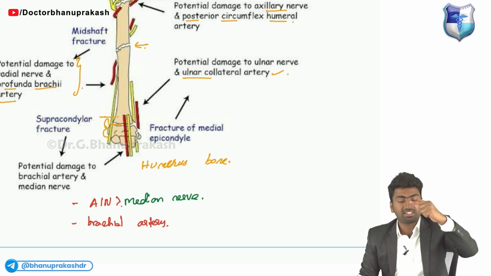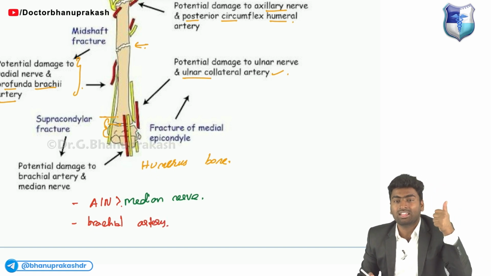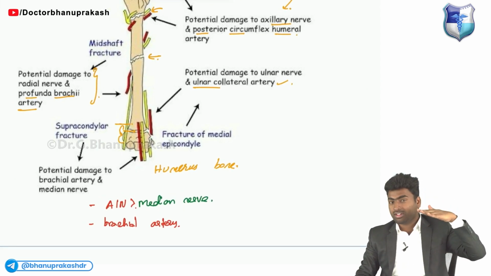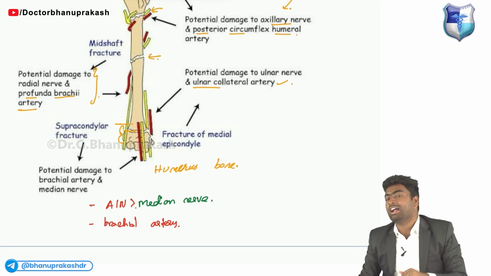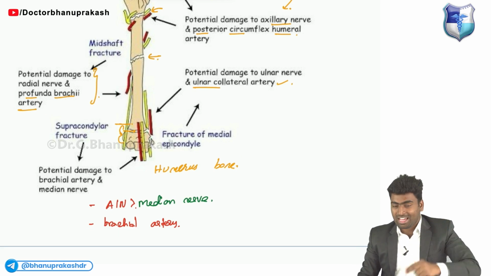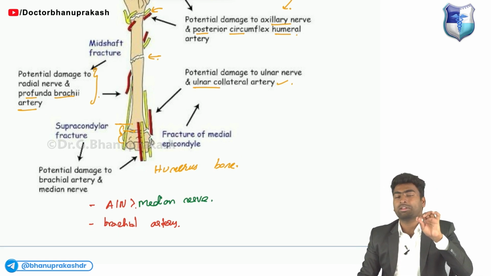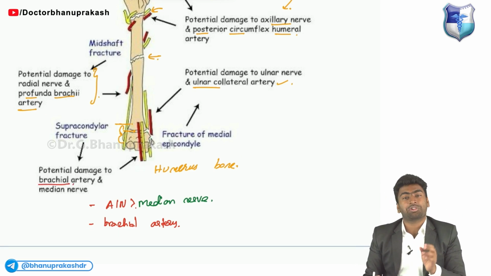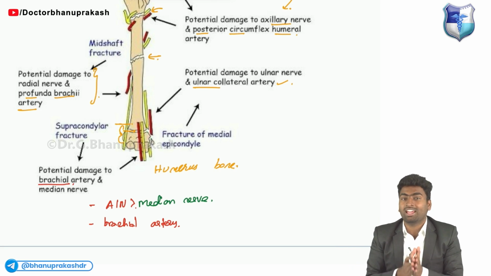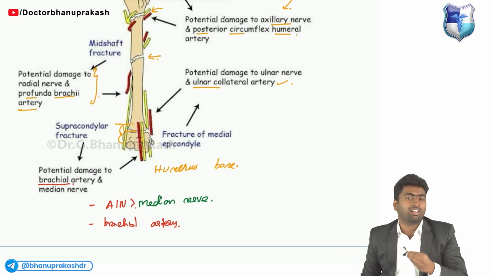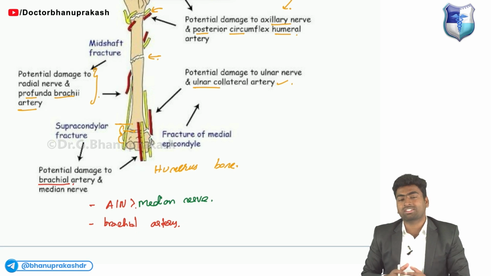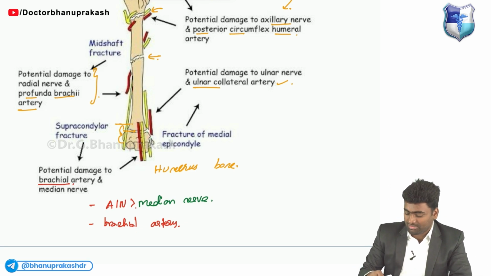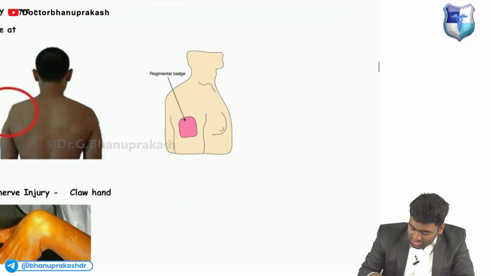So remember, at the surgical neck of the humerus, it is the axillary nerve along with the posterior circumflex humeral artery, and in the shaft, it is the radial nerve and the profunda brachii artery. Around the supracondylar region, you will see the median nerve and the brachial artery, and around the medial epicondyle you will see the ulnar nerve. If there is any damage or fracture, all of these nerves or vascular structures will be impaired. Fine. With this understanding, we'll move on to the individual nerves.